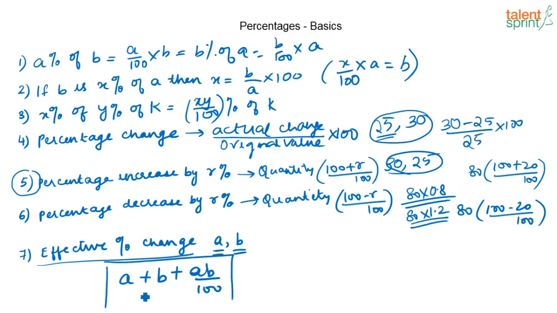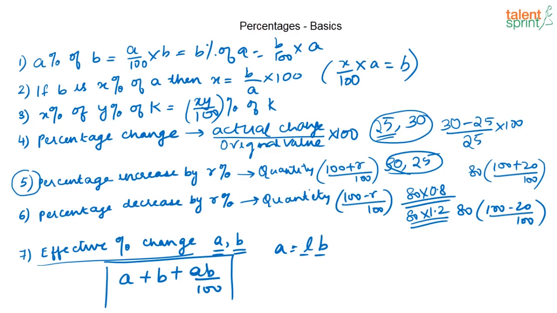Let's say you have a question wherein you have the area of a rectangle. Area of a rectangle is what? L into B, correct? There are two variables here. So I am saying that the length is increasing by some percentage and the breadth is also increasing by some percentage. What is the effective change in the percentage? When such questions come, this formula becomes very useful.